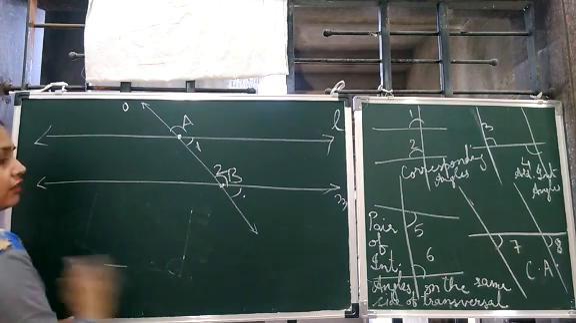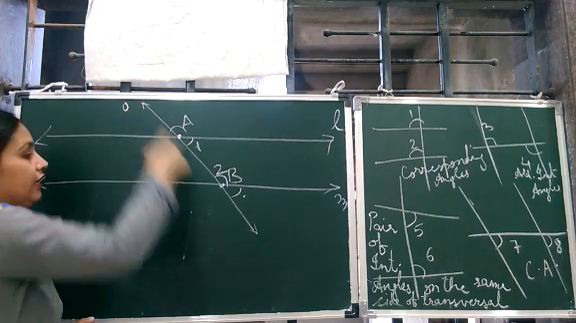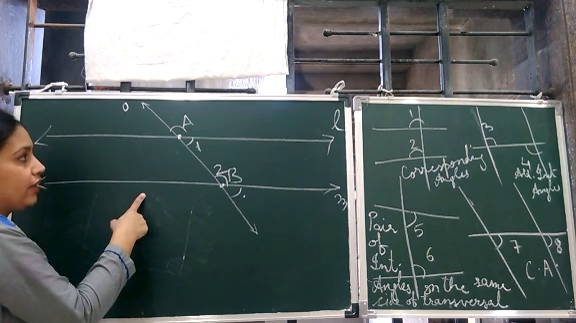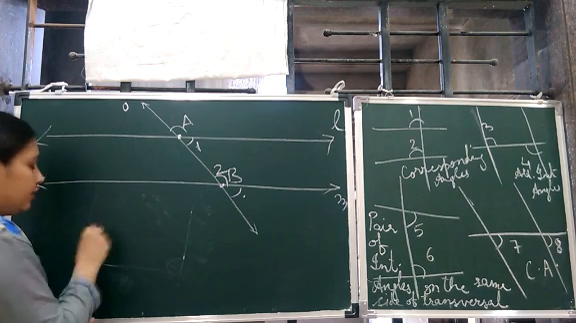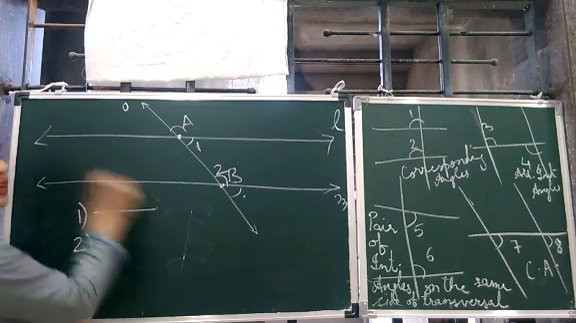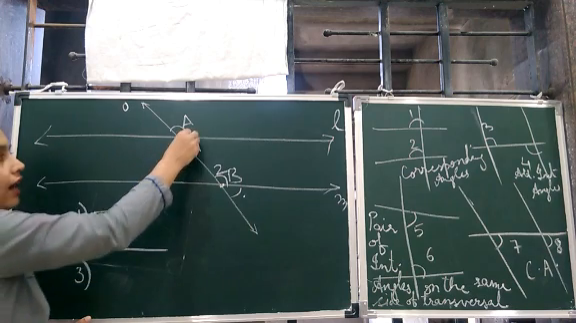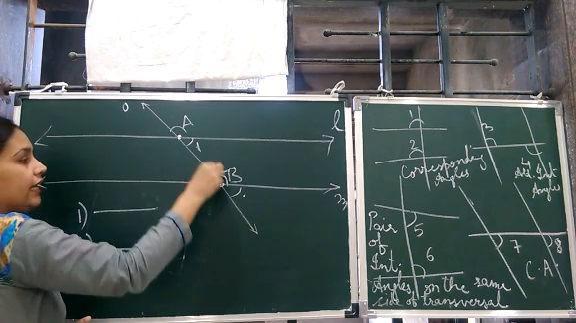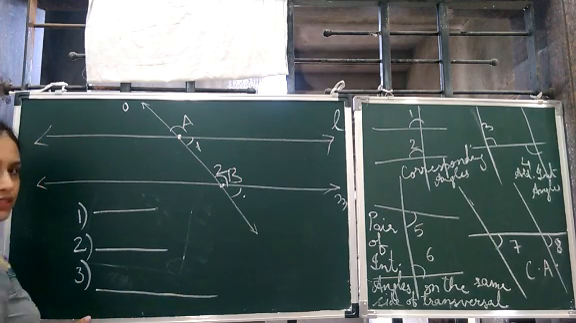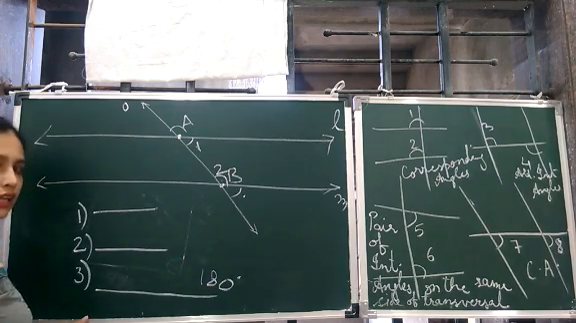Got it? So these are the three properties for a transversal of a pair of parallel lines. The first one, corresponding angles are equal, alternate interior angles are equal, and the interior angles on the same side of the transversal are supplementary. Okay, three properties.